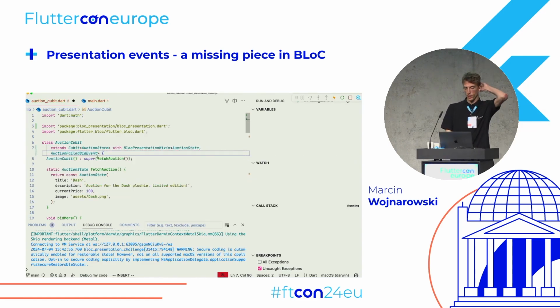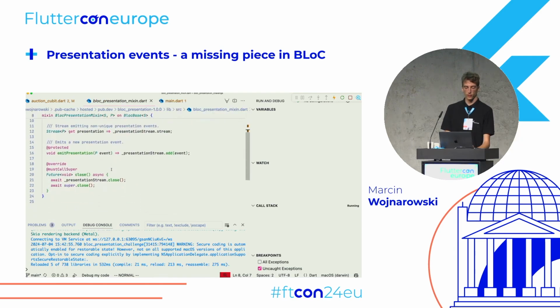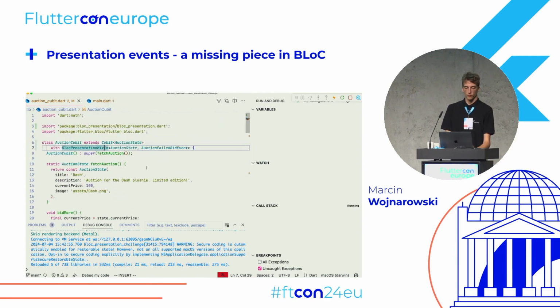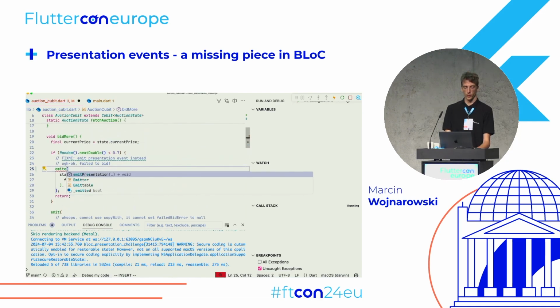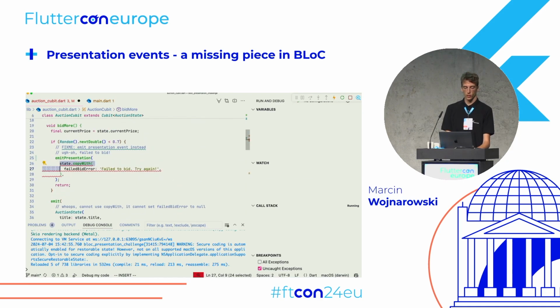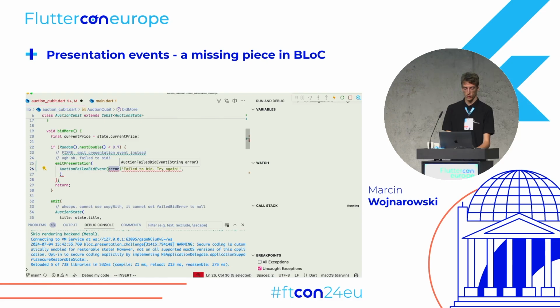In our case, we actually have only one event, which is the auction failed bid event. Sorry, event, not state. We differentiate state and event. Event just means that it is one-time and not persisted. So that would be it, and that gives us exactly what I showed in the slide. This is exactly the same code. And now the only thing we change is that we want to emit the presentation event, which was the auction failed bid event with the error.